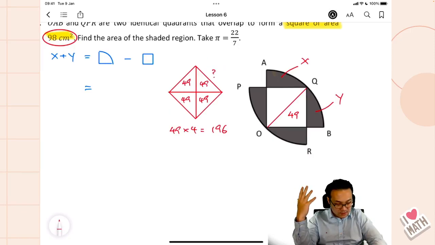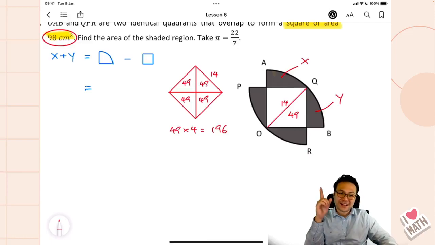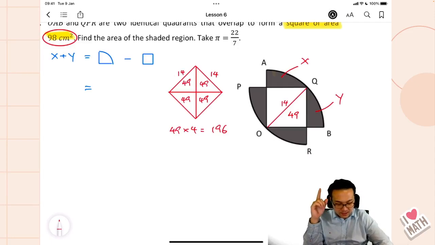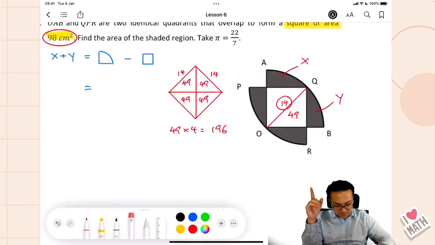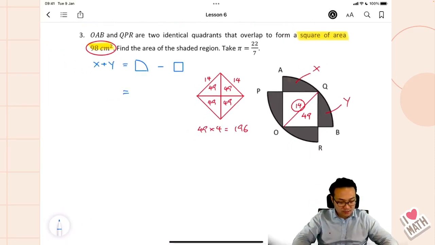So what is the side of this square? 14 times 14 is 196, right? So that means the side of the square must be 14. So now I realize that the radius here is 14. So now that I found the radius, then I can solve the question.